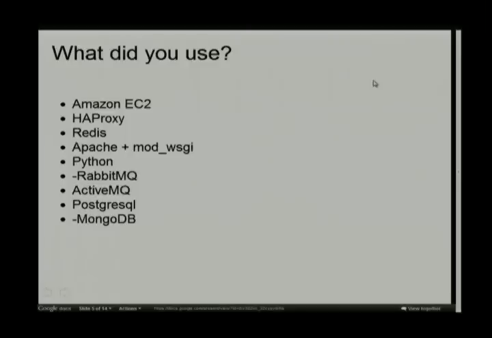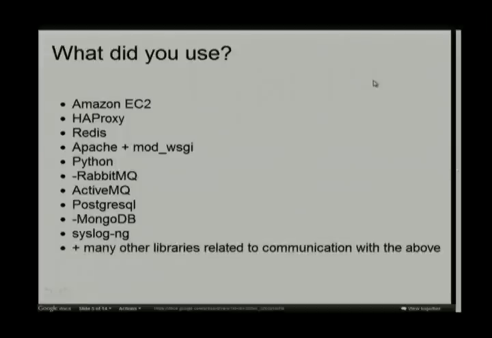So we moved on to ActiveMQ, PostgreSQL, MongoDB briefly. Again, we overloaded it. We didn't quite use it right, which is why we had issues with it, but I'll get into that a little bit later. We use syslog-ng for all of our logging stuff because it's awesome and improves upon standard syslog in many ways, and a lot of different libraries and utilities to plug all this stuff together.